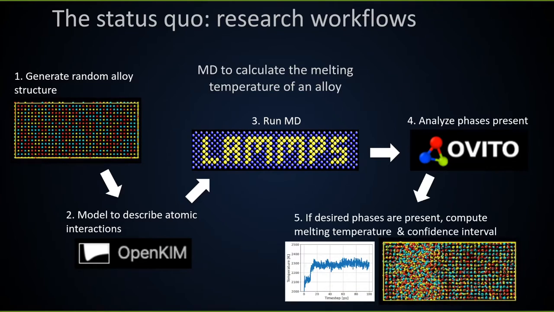And then if you're trying to calculate the melting point, this only makes sense if you have the right phases existent in your solution. If everything is a solid, well, it didn't melt, so you're not going to have a melting temperature. So there, you can analyze the data to determine the melting point of your alloy and with a confidence interval.